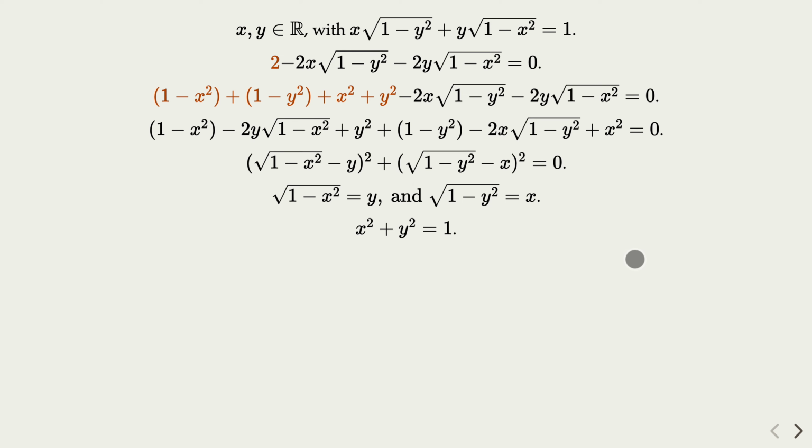Now, how about other methods? That's your job to figure out. Methods number 8, 9, and 10.